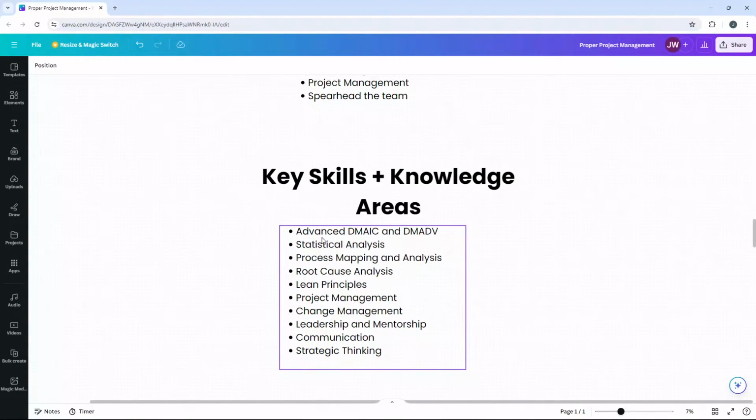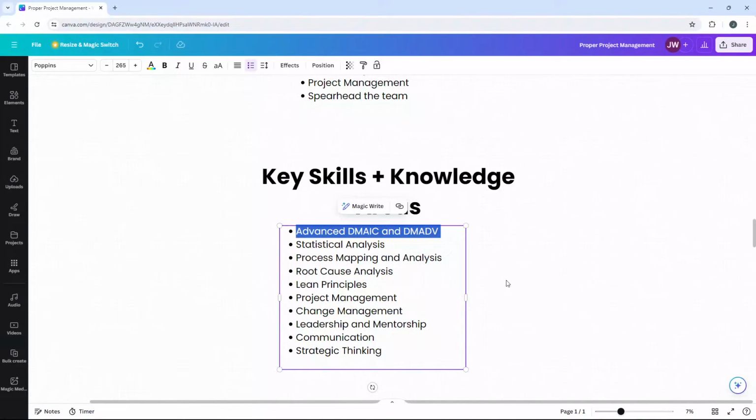DMAIC stands for Define, Measure, Analyze, Improve, Control. And DMADV is Define, Measure, Analyze, Design and Verify. Now, these are different methodologies, but both of which are essential in Six Sigma. These structured approaches are critical for driving process improvements and designing new processes as well.